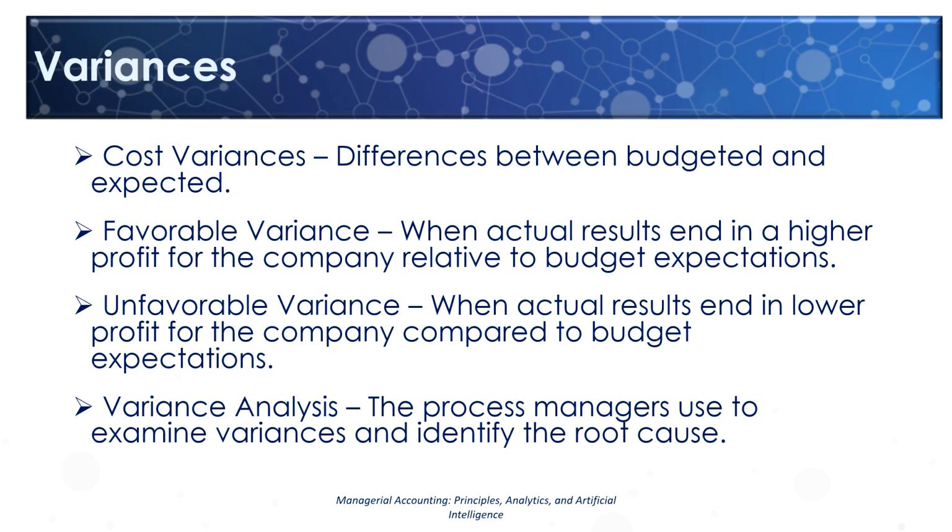Variances are classified as favorable or unfavorable. A favorable variance means actual results created a higher profit than expected. This can happen because costs were lower than expected or revenue was higher than expected. An unfavorable variance means actual results created a lower profit than expected. This can happen because costs were higher than expected or revenue was lower than expected. Notice that favorable does not always mean good, and unfavorable does not always mean bad. Managers must interpret variances carefully.